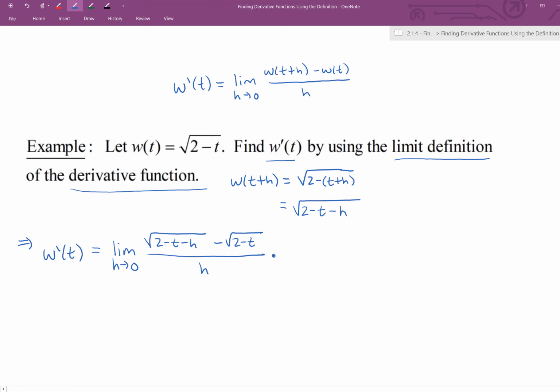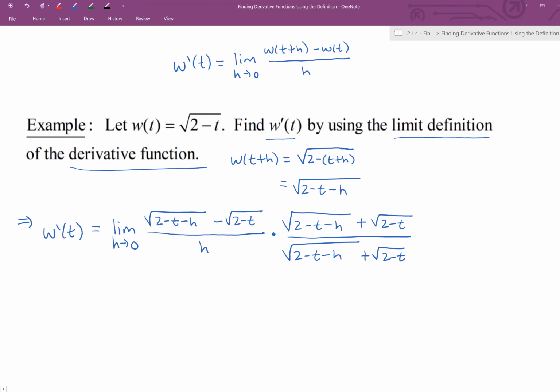And in that case, we want to try to rationalize. So let's multiply by the conjugate of the numerator here, which is the square root of 2 minus t minus h, and then just switch that sign between the roots, right? Plus the square root of 2 minus t, all divided by, of course, the same thing, square root of 2 minus t minus h plus square root of 2 minus t.